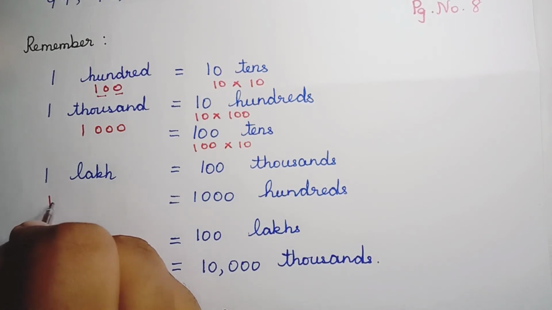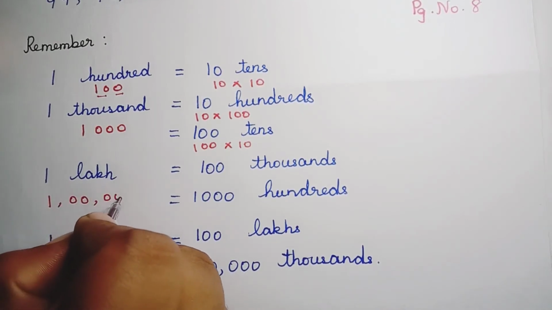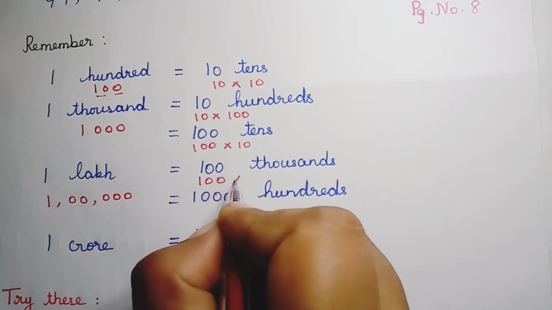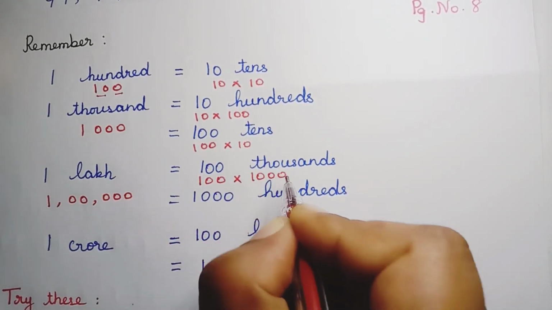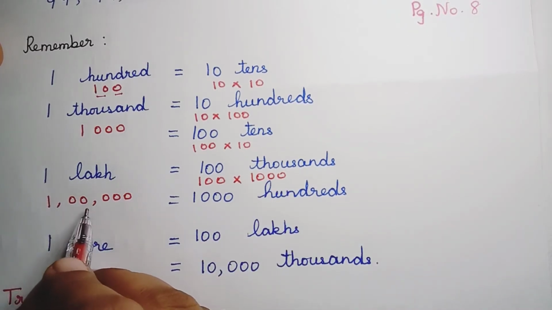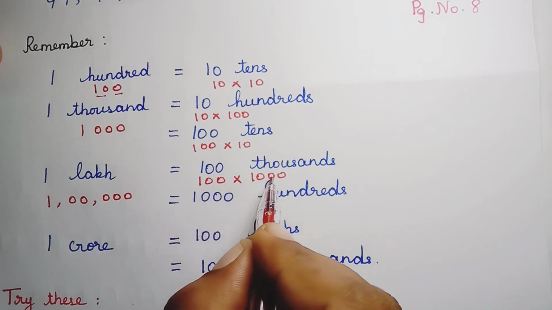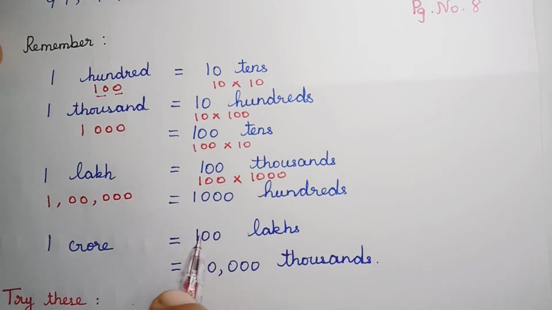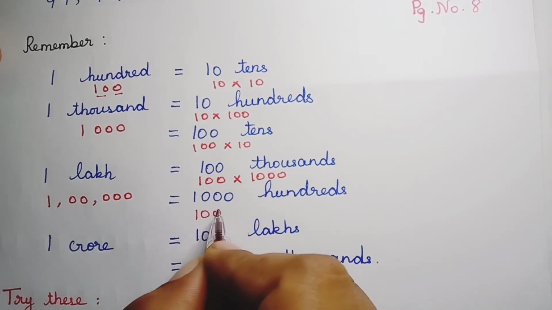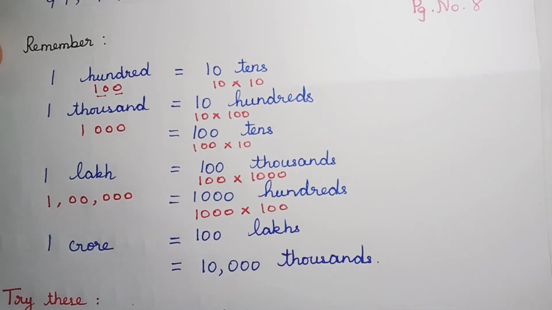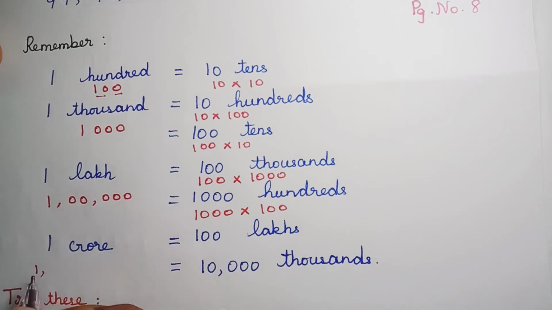Then 1 lakh. 1 lakh can be written as 100 times thousands. See, count the number of zeros here: 1, 2, 3, 4, 5. So here also 1, 2, 3, 4, 5. The same thing you can write like this, 1000 times hundreds. Now 1 crore. How will you write 1 crore?